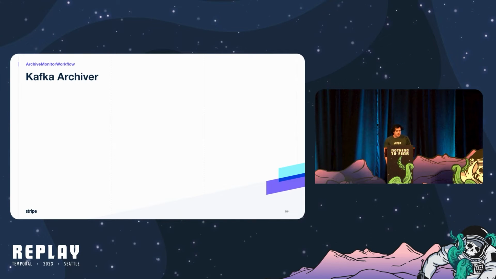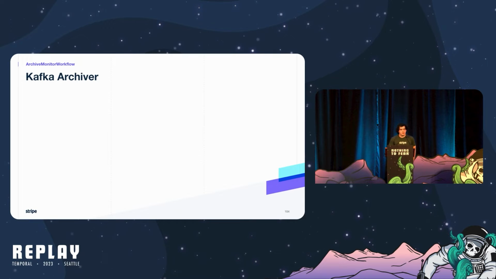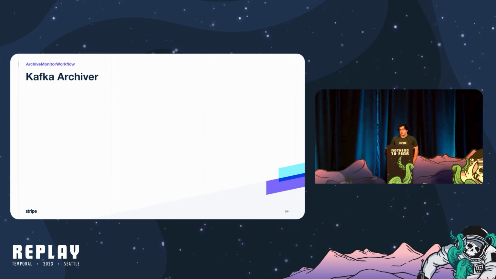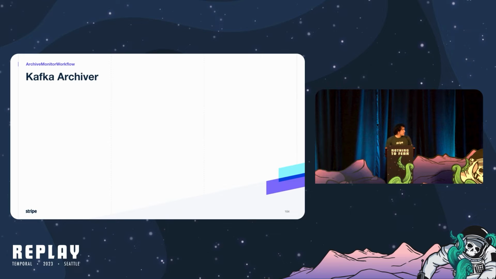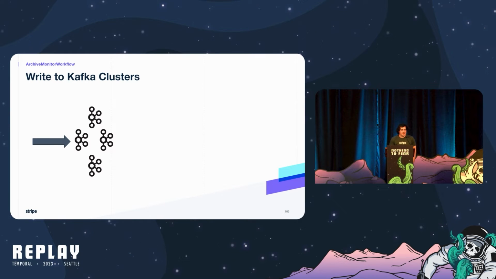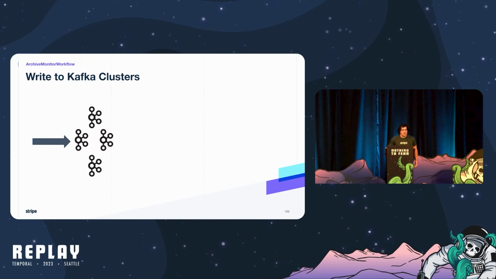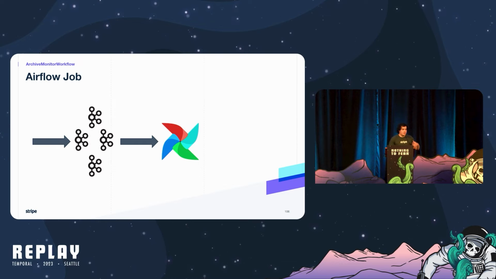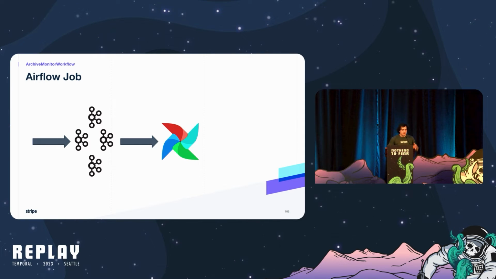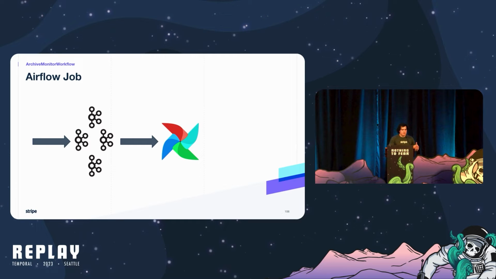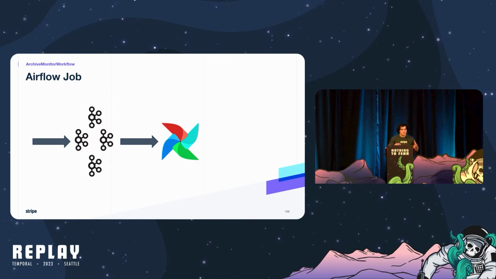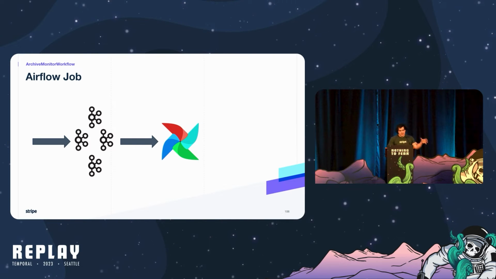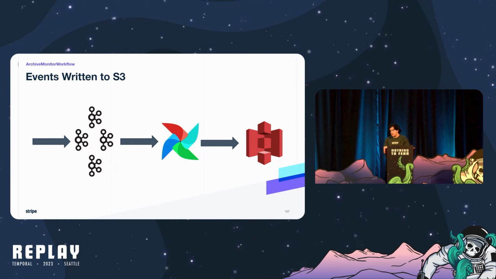So let's talk briefly about the Kafka archiver. This is the tool that we use to make sure that all the data from our Kafka topics is successfully written to S3 buckets. Like you'd expect, users will write data to Kafka clusters, and then on a 15-minute cadence, we have an Airflow job that runs and takes all the data that's been written to that topic in that 15-minute interval. It does it per topic, per partition, in each cluster, and then it writes it to an S3 bucket.